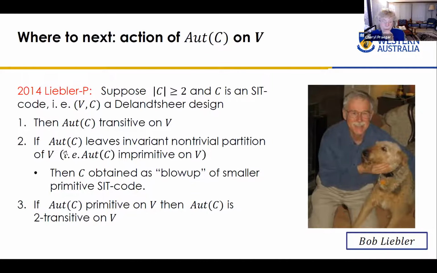Now, the thing that we could prove, which is kind of surprising, is that if the automorphism group is imprimitive, then you can get it by a particular blow-up construction, that I'll tell you about in a minute, of a smaller primitive SIT code. And if the automorphism group happens to be primitive on the base set V, then it happens to be 2-transitive. So there's something pretty amazing happening here. Yes. So let's continue.